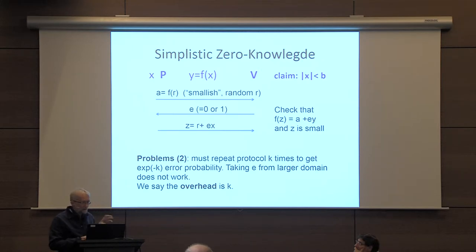And of course, here we have to deal with the integers, that's the input domain. So we can only divide by 1 and minus 1, so that's that. I mean, we can't really have a bigger challenge value. So the overhead is large in the simplistic solution. That's also something we'd like to reduce.